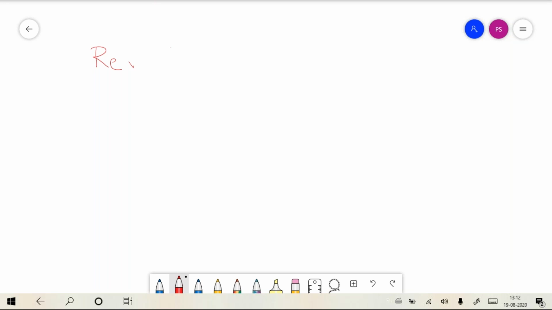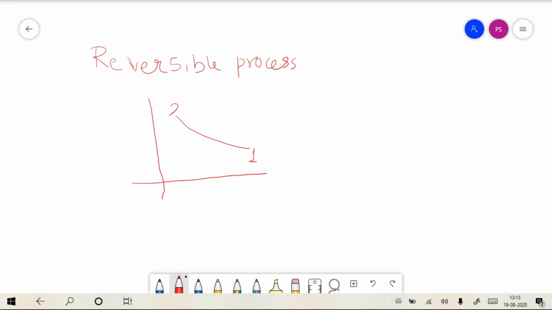So look at this screen. What is a reversible process? When you are talking about a reversible process, there are two things. As the name indicates, we need to get back to the original state. You know that in a thermodynamic process, the system is moving from some initial state 1 to state 2.